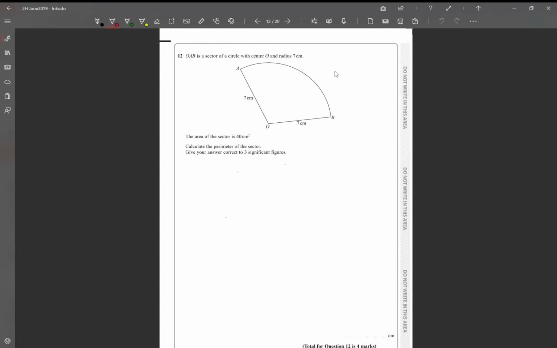Okay, so we have a question. You can see it's a sector question, a sector of a circle. Now you're given the radius, but you're not given anything else apart from the area, and you need the perimeter. So you might want to just highlight what you've got. Okay, and then we're actually after the perimeter.